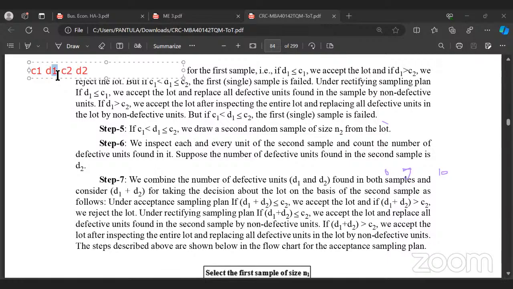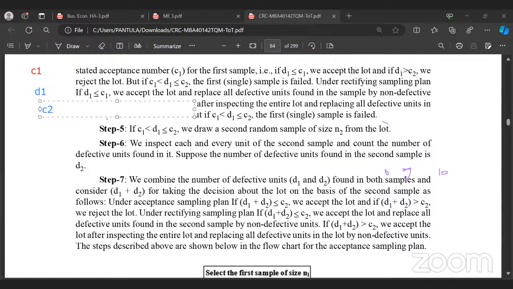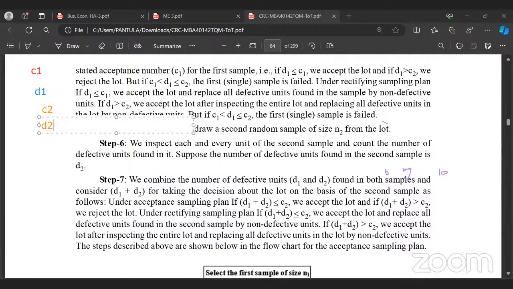I will change the color here. The permutation and combination of C1, then D1, and then C2, we will mark with another color. And finally D2. So we have some permutation and combination, and depending on whether it is greater than or less than or equal to, we are going to accept and reject.